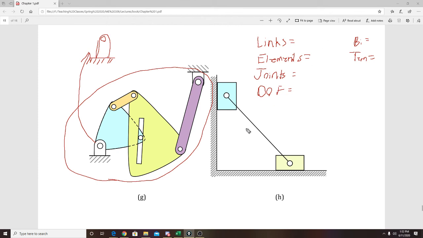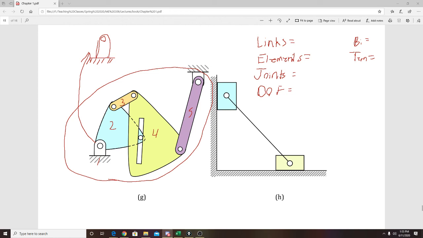So, the number of links, I'm going to count them out. Links, once again, are shapes, but not counting the ground twice. And these are extensions of the ground. So you would count this. I would mark this as 1, 2, 3, 4, and 5, because this would be the ground again, which is also just 1.